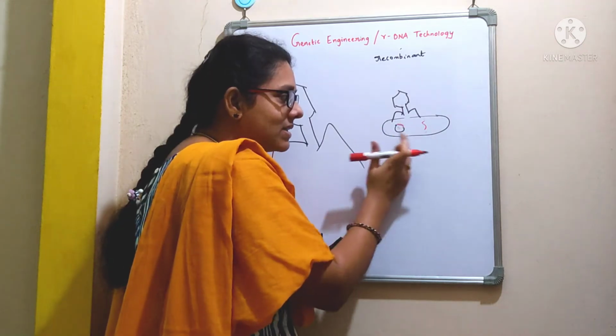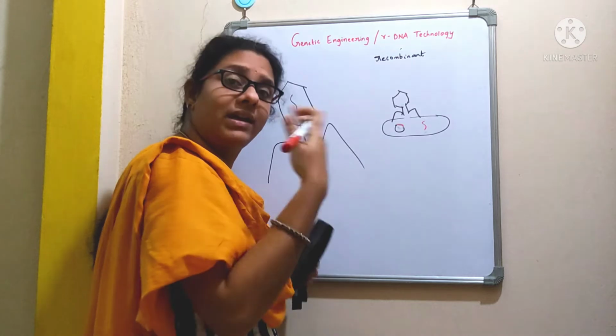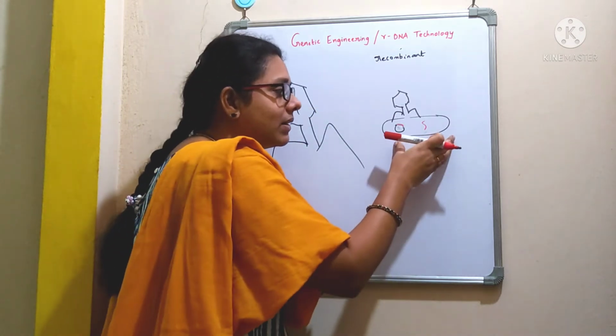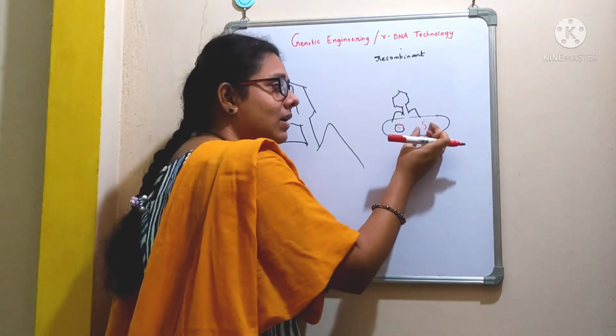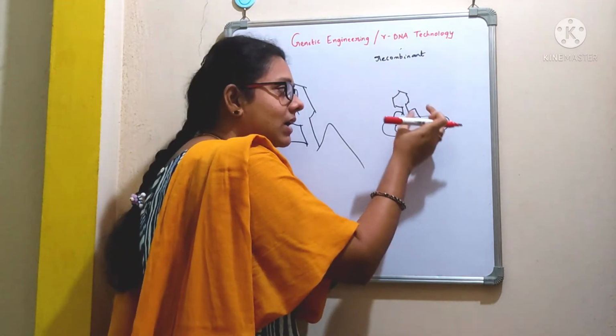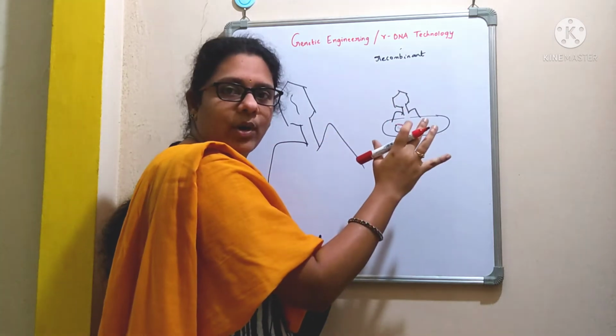Now the bacterial cell which has taken up the genetic material from the virus may get additional properties. Here the bacteria may get antibiotic resistance due to the incorporation of the genes that are from the virus. So this is a natural phenomenon.